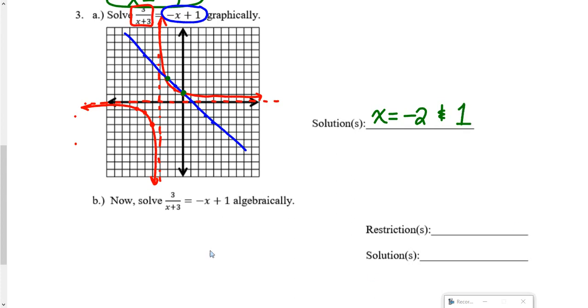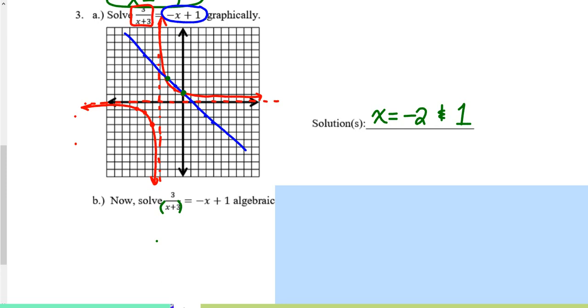Okay, now we're supposed to solve the same problem algebraically. So I want to first state my restrictions. My only denominator is x plus 3. So I know that if I got x equal to negative 3 as an answer, I would have to cross that one out because the bottom can't be 0. So I don't like this fraction. In order to get rid of the fraction, I'm going to multiply both sides by x plus 3.